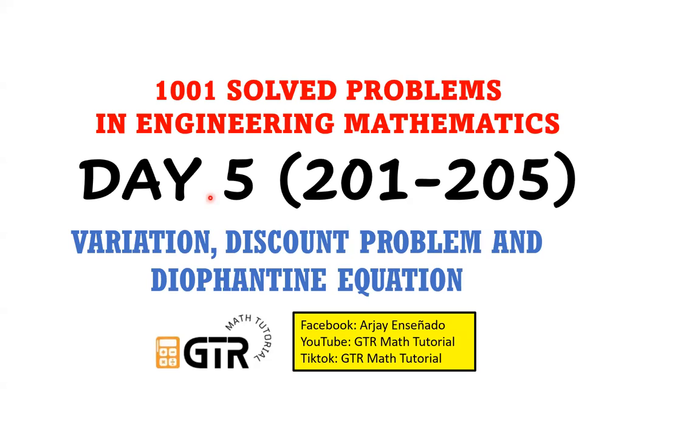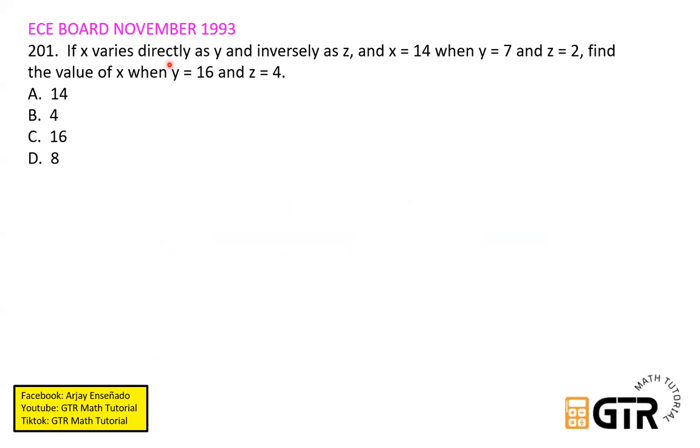So for today's video, we will discuss day 5, number 201 to 205 of 1001 solved problems in engineering mathematics. So this is all about variation, discount problem, and Diophantine equation. Okay, so let's start. Number 201 about variations.